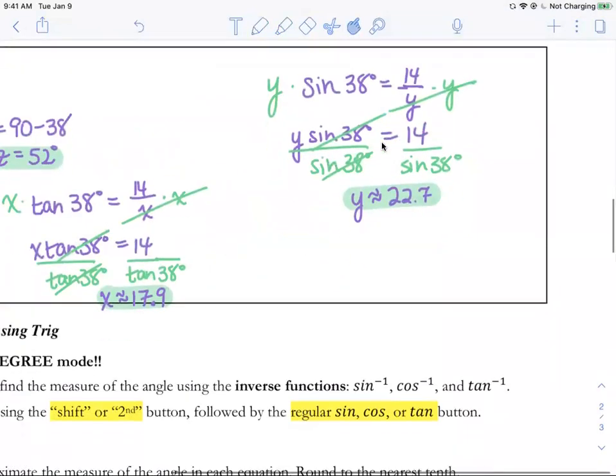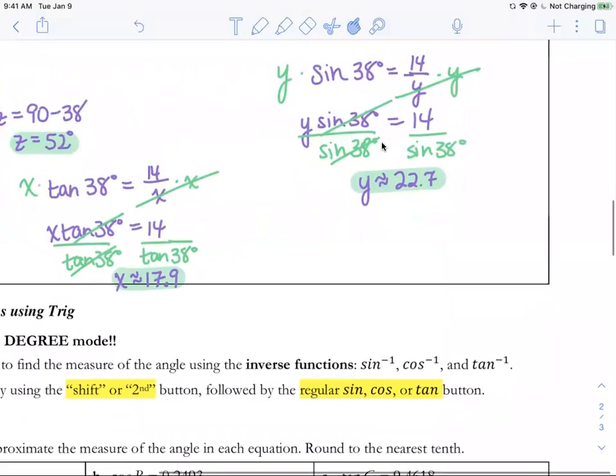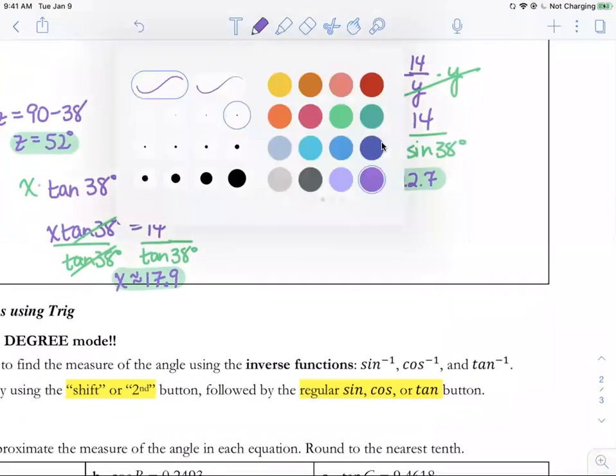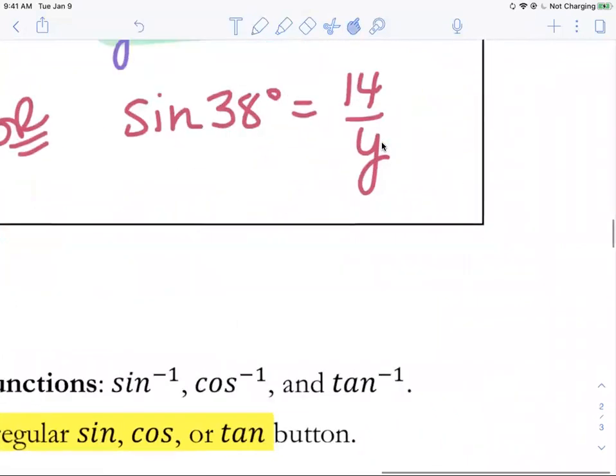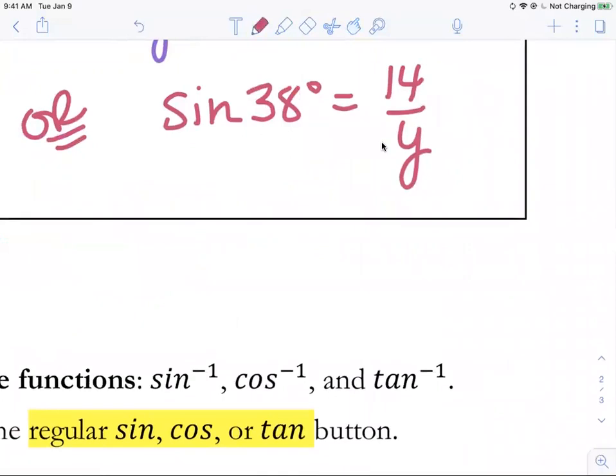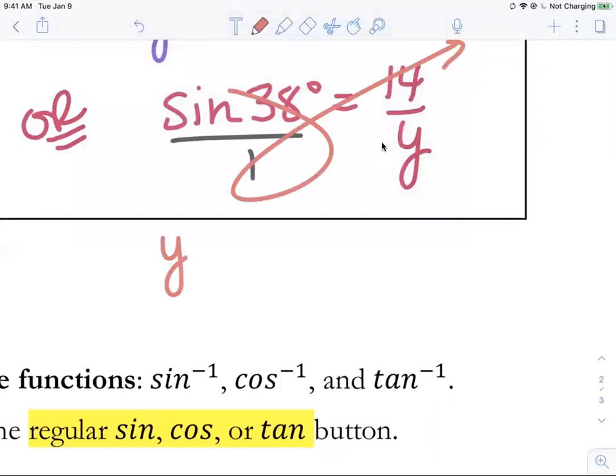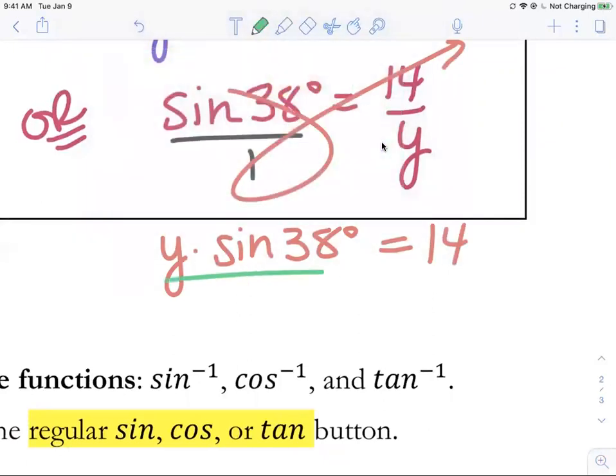I just want to show you another way, if it makes more sense to you to do this. This is another option for solving that equation. If you have sine of 38 is 14 over y, and you're like, I'm not really sure what I want to do to that, if you put that over 1, that's just a proportion. So if you would rather just throw it over 1 and then cross multiply, it'll turn into y sine of 38 is equal to 14. And then again, you can divide both sides by sine 38.